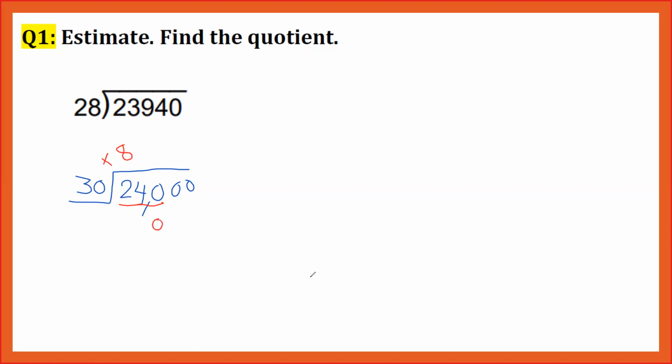8 times 0, 0. And 8 times 3 is 24. Then, what do we have here? We have a 0. Since my remainder here is 0, I am going to take this 0 and write it up, and this 0 too. Because my remainder is 0, it doesn't matter, I have to put them up. So now my quotient of dividing 24,000 by 30 is 800.